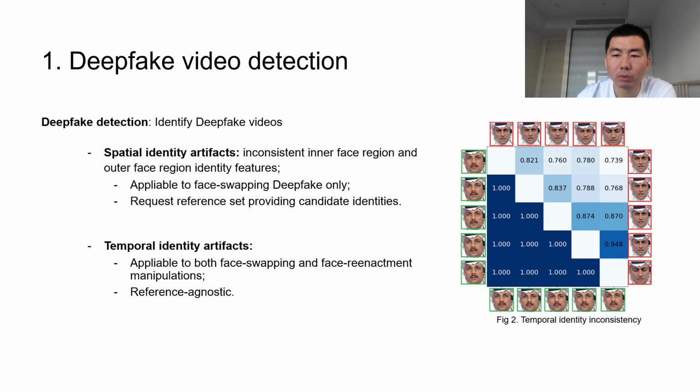Compared with real videos, the low similarities among fake video frames can easily expose deepfake, which can be seen in the example of Figure 2. Temporal identity inconsistency-based detectors are applicable to not only face swapping but also face reenactment manipulations. Besides, temporal identity artifacts are reference-agnostic, which means no reference sets are required.